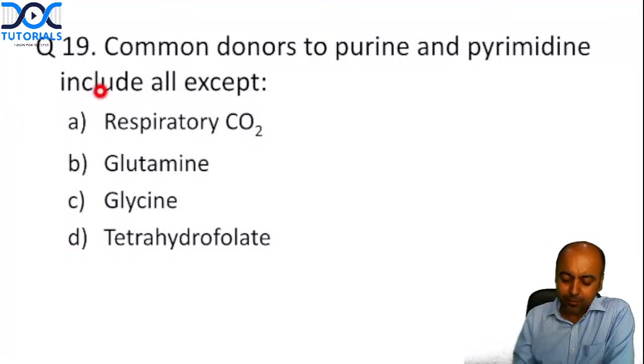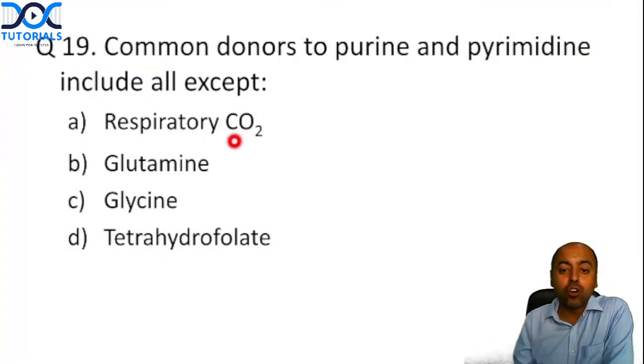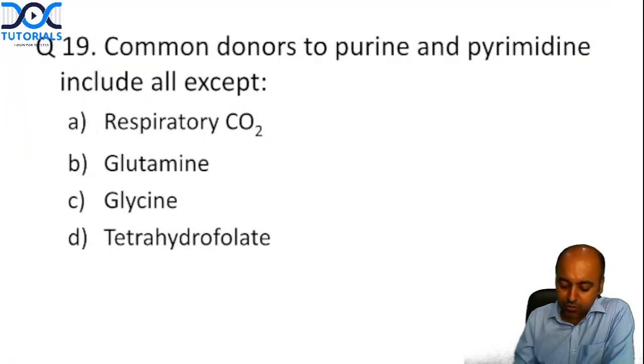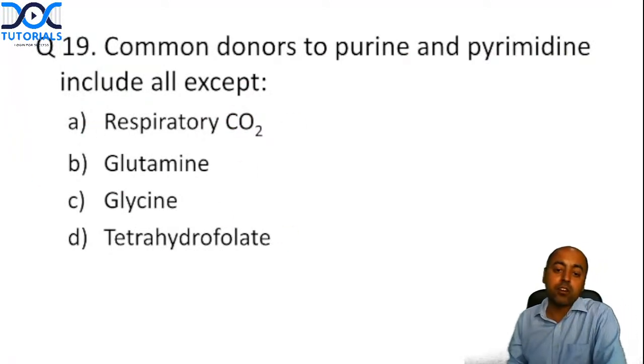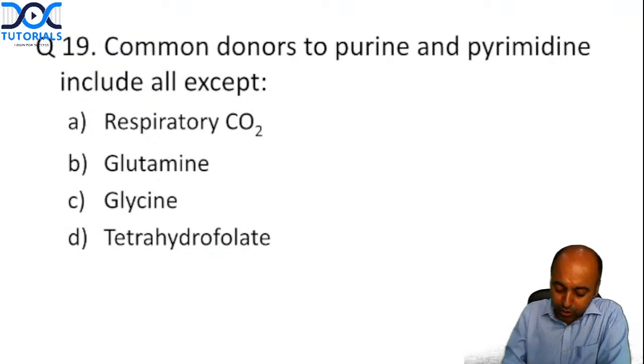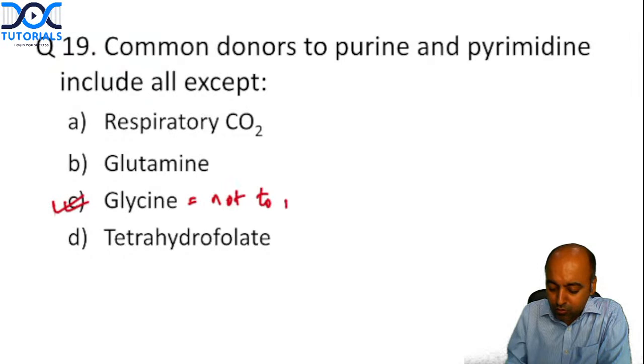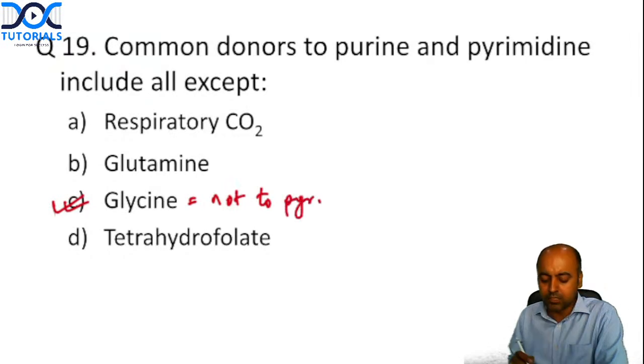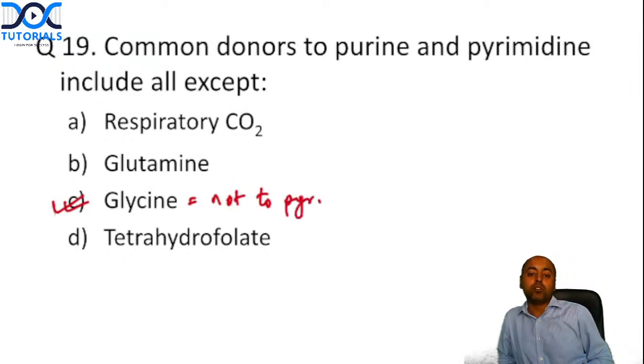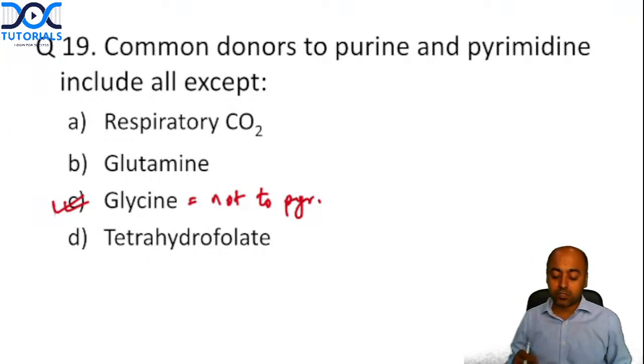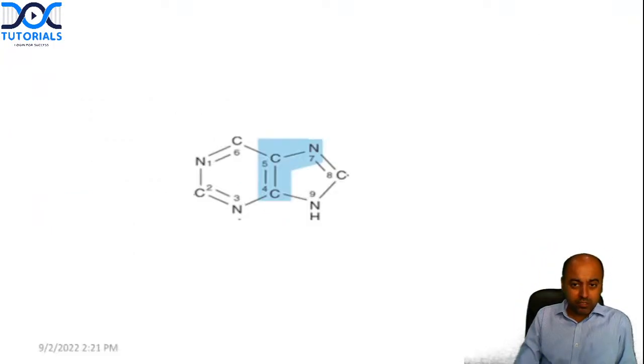Common donor to purine and pyrimidine include all of the following except. Your options are respiratory CO2, glutamine, glycine, and tetrahydrofolate. So here you have to keep in mind that glycine does not contribute to the pyrimidine synthesis. Quick look at the purine synthesis.